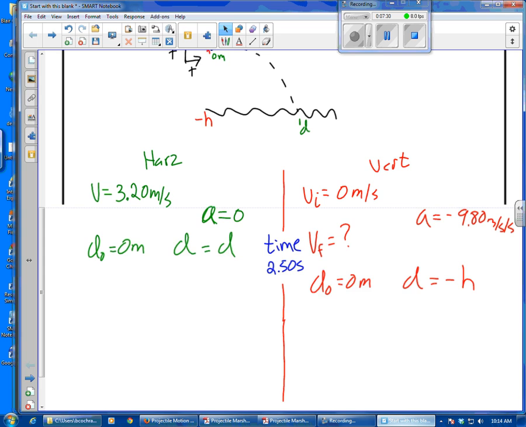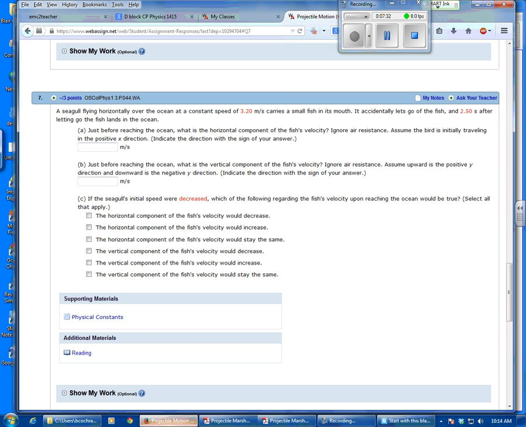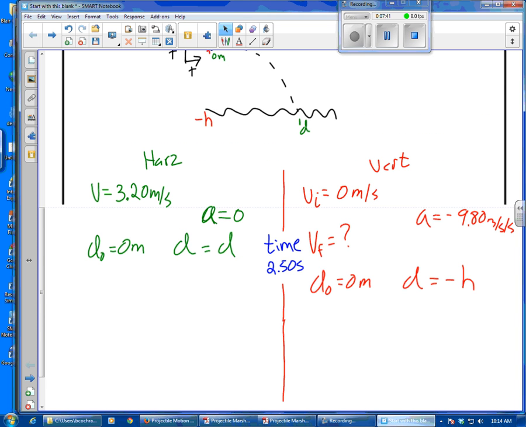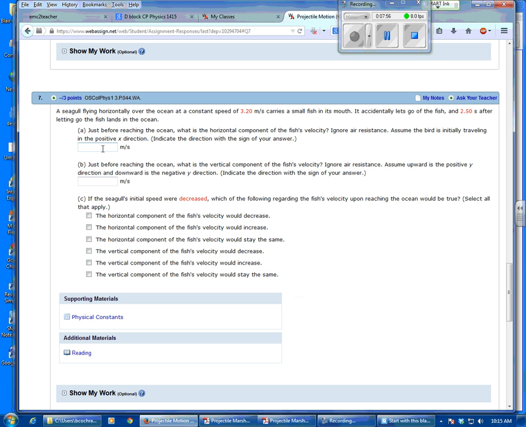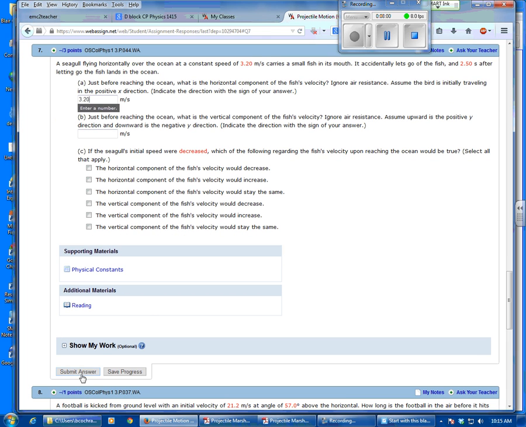He wants to know the horizontal component of the fish's velocity. So we know that horizontally the fish starts at 3.2 meters a second. It's not accelerating. So what's its velocity going to end up being? 3.2 meters a second, because it's not changing. Acceleration tells us the rate something changes. So this better be 3.20, or I'm losing my mind.